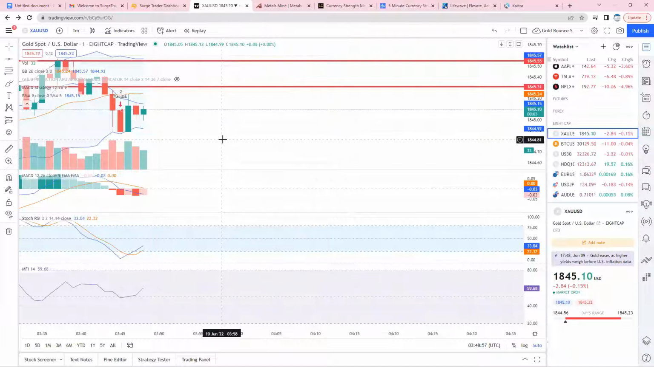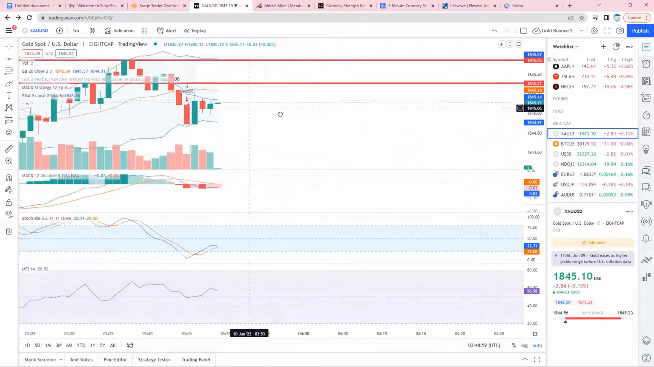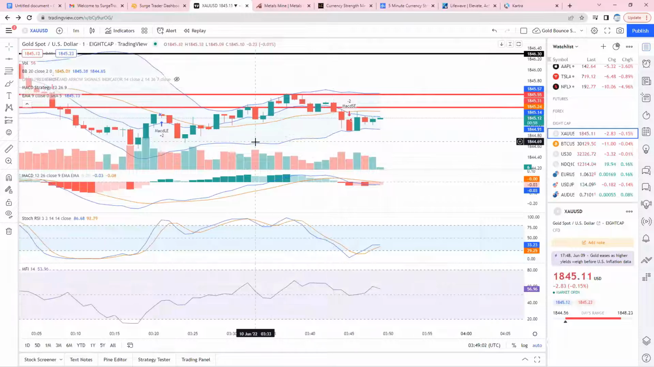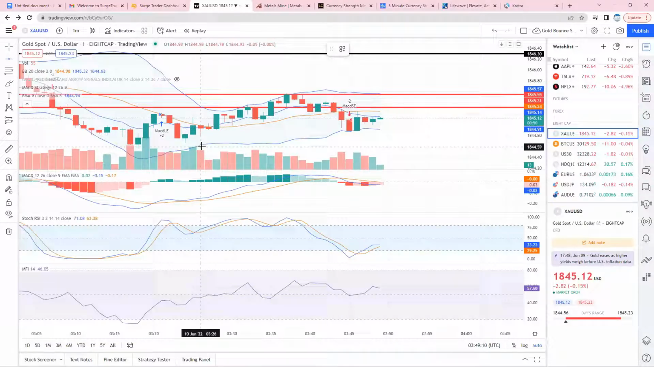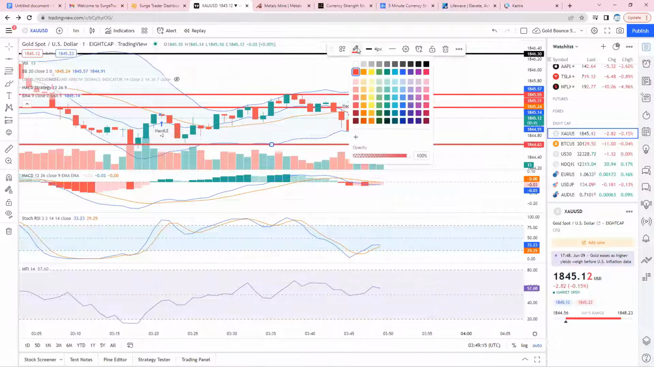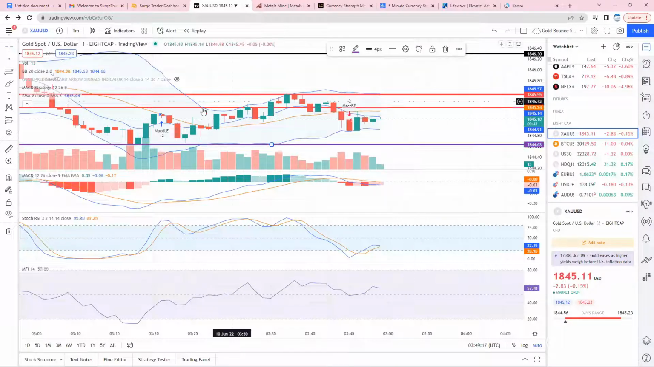So today's just a weird day. It just keeps on consolidating over and over again. See, this whole area right here, this is what I mean by consolidation. I'm going to put some different kind of line here for us. Yeah, from right here, let's make these lines purple.